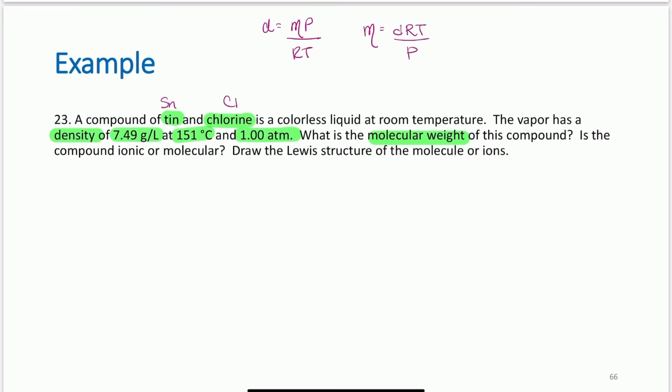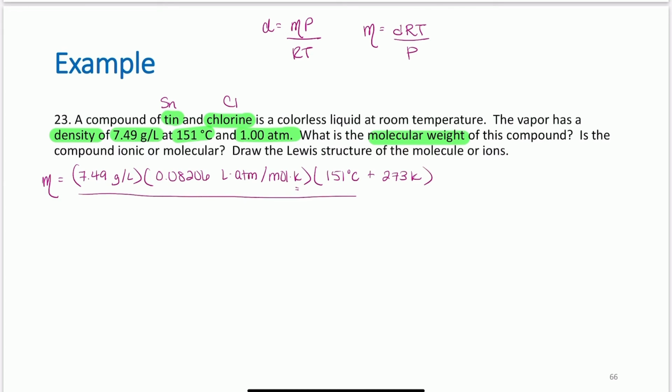So let's go ahead and solve that first. Solve for your molecular weight. The density is 7.49 grams per liter. R, your gas constant, 0.08206 liter atmosphere per mole K. Temperature is 151 degrees C, but we need this in Kelvin so we can cancel out Kelvin. So plus 273 K, divided by our pressure, which is 1 atmosphere.